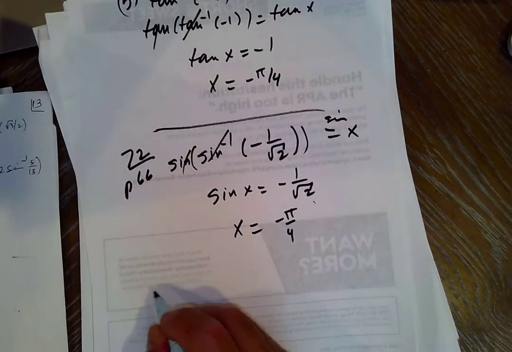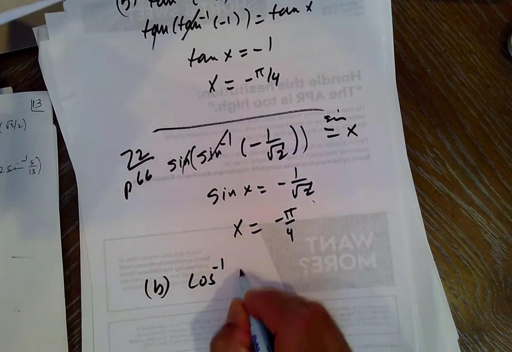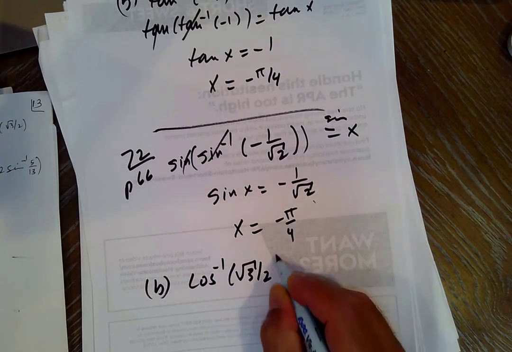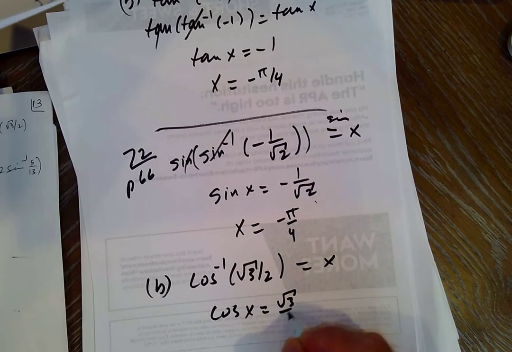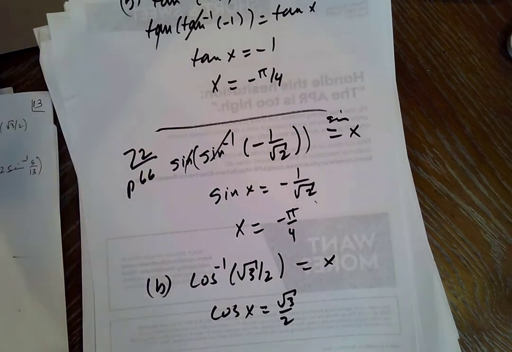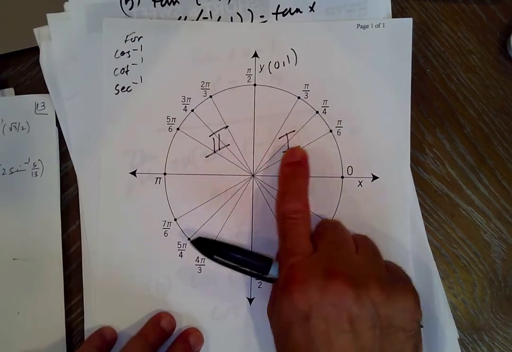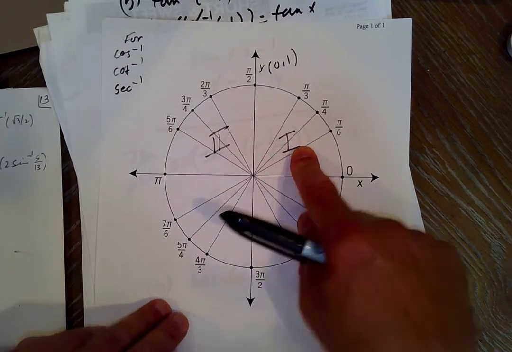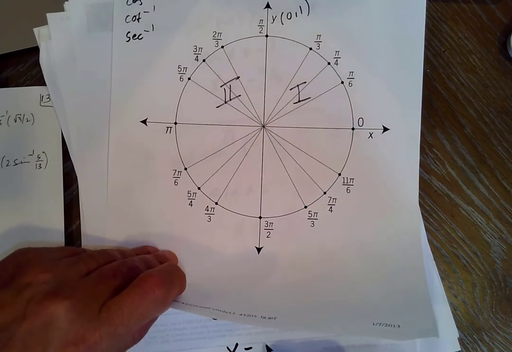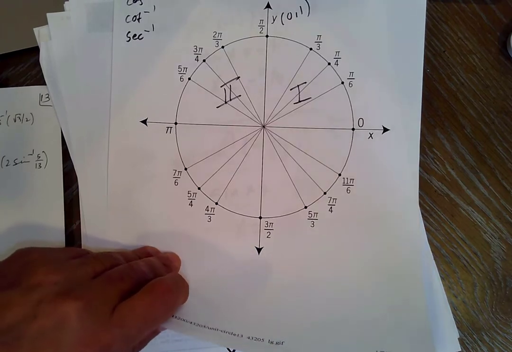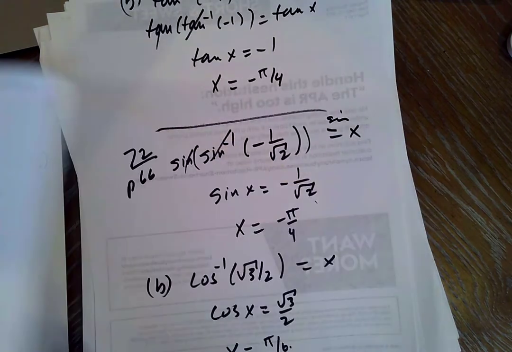And if I want to do cosine inverse of root 3 over 2, then cosine x is root 3 over 2. Since we're doing cosine inverse, it's either first or second quadrant. Cosine is positive in the first. The angle that has a cosine of root 3 over 2 is pi over 6. Okay, pi over 6.